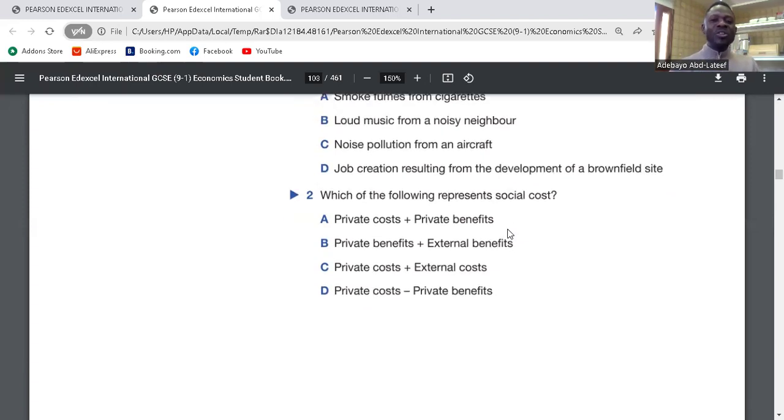Question 2. Which of the following represents social cost? Private costs plus external costs. Which is what? Social cost. A, B, C, or D? Oh, C. C, great. So that ends externalities. Any question about it? No. Going to chapter 14.